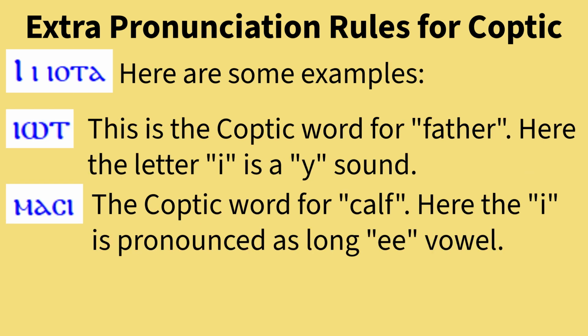Here we have some examples for the letter ⲿ. We have the Coptic word yot. This is the Coptic word for father. Here the letter I is pronounced as a Y sound as it comes before a vowel. We have the Coptic word masi. This is the Coptic word for calf. Here the I is pronounced as a long E vowel, masi.